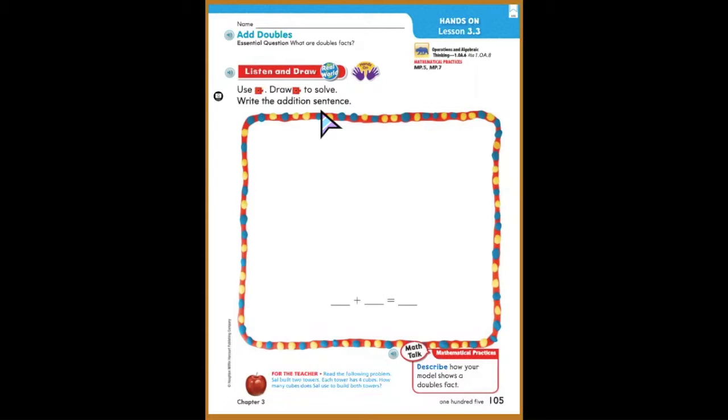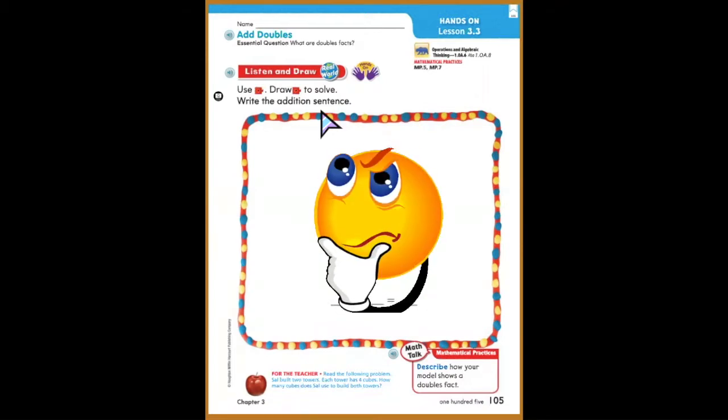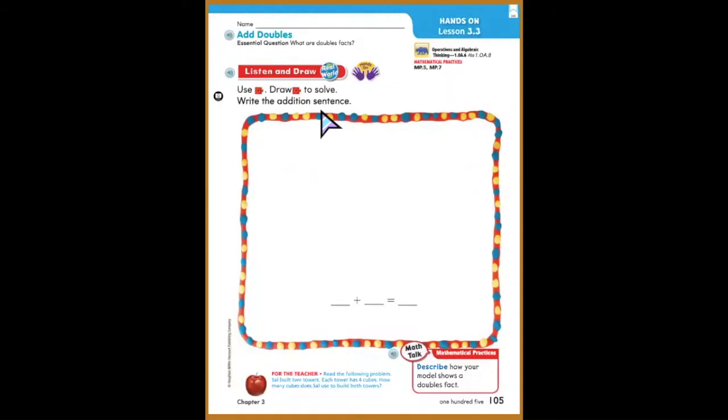Listen to the story. Sal built 2 towers. Each tower has 4 cubes. How many cubes does Sal use to build both towers? Let's think about this question. What are we asked to find? We are asked to find how many cubes Sal uses to build 2 towers.